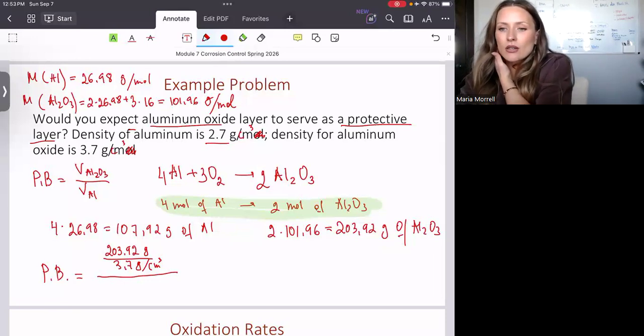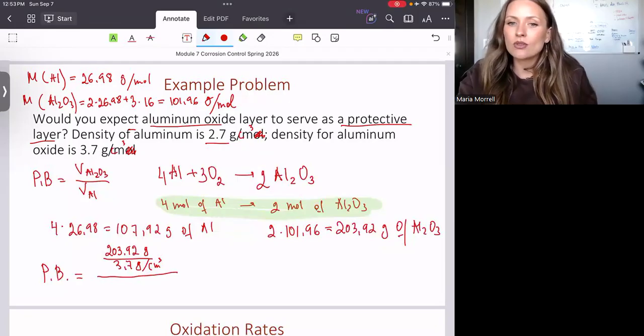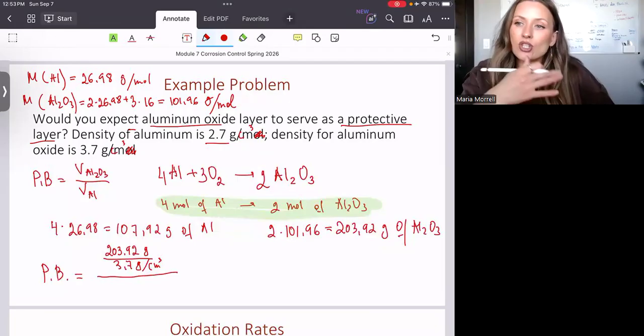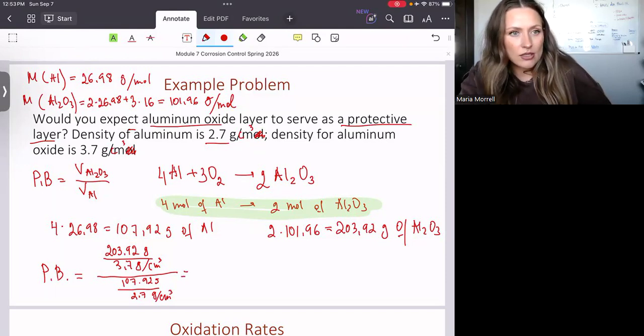If you are solving this problem using a different reference, you may notice that the aluminum oxide value may be given slightly differently, and it will change your final answer a little bit. Now I'm going to divide it by 107.92 grams divided by 2.7 grams per centimeter cubed. This number is dimensionless.